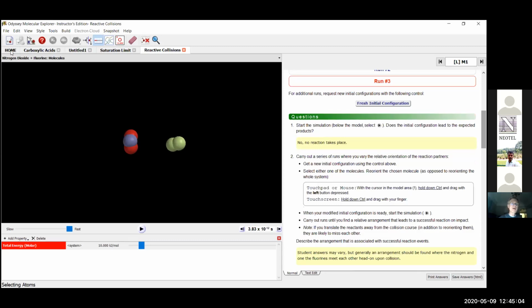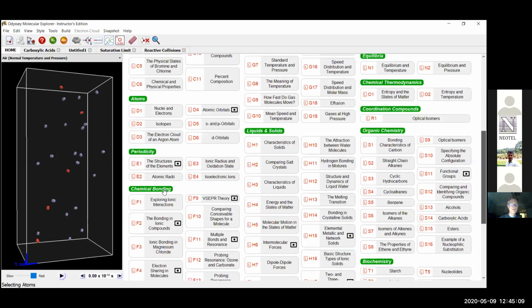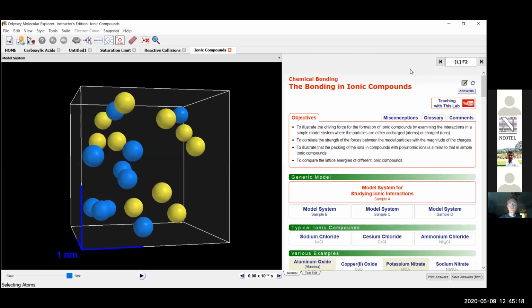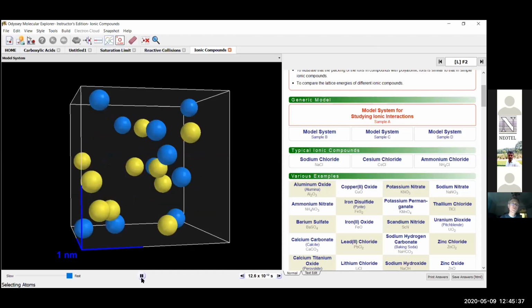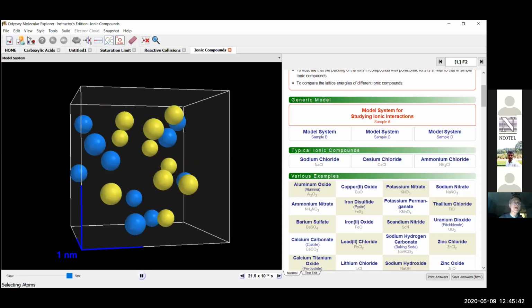Let me show you one more lab here in chemical bonding. Explore bonding and ionic compounds. Dr. Kishore had shown earlier the sodium chloride structure, which he had changed to potassium bromide, I think. Here we are now going to make sodium chloride from scratch. Basically, this is a gas phase system. You could think about that as two flavors of argon: argon that is yellow and argon that is blue.